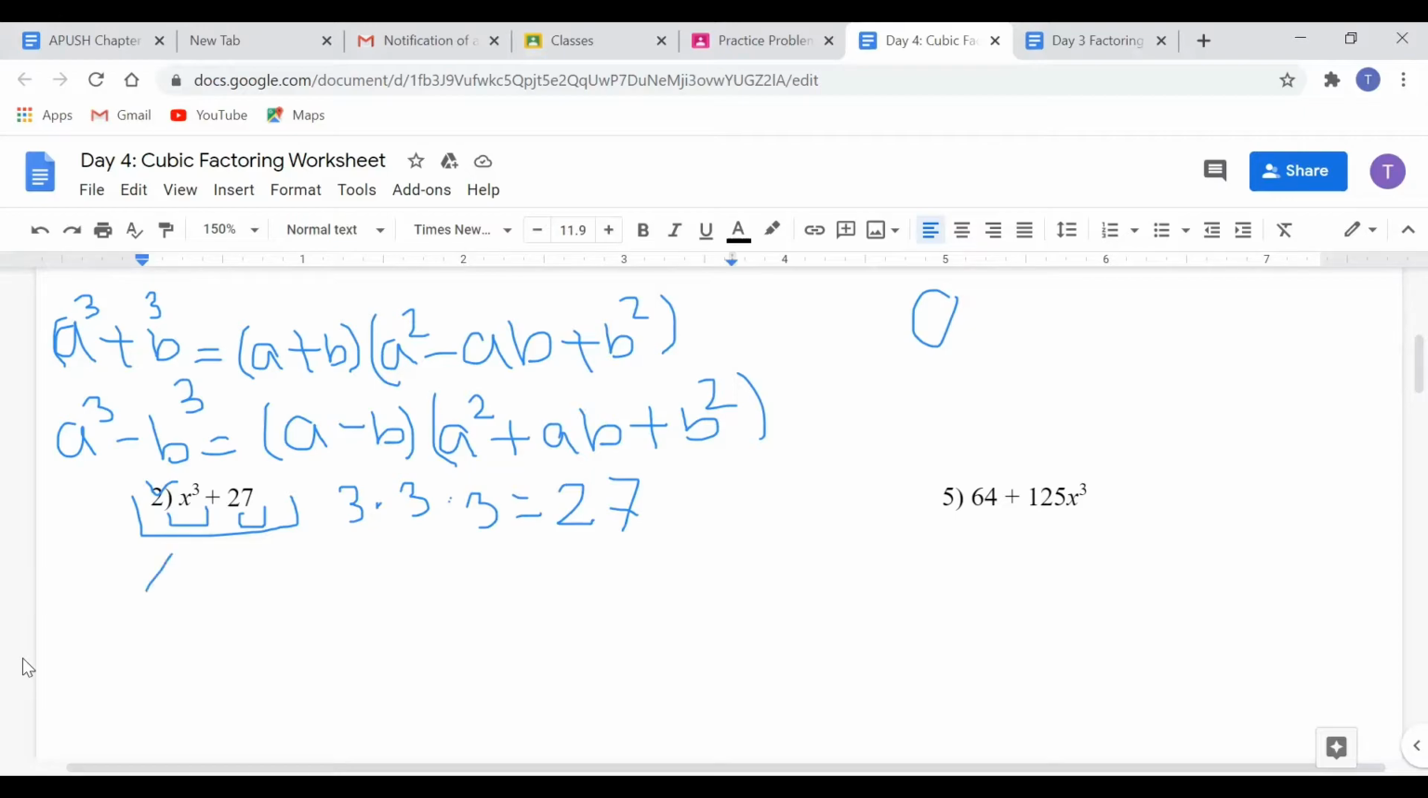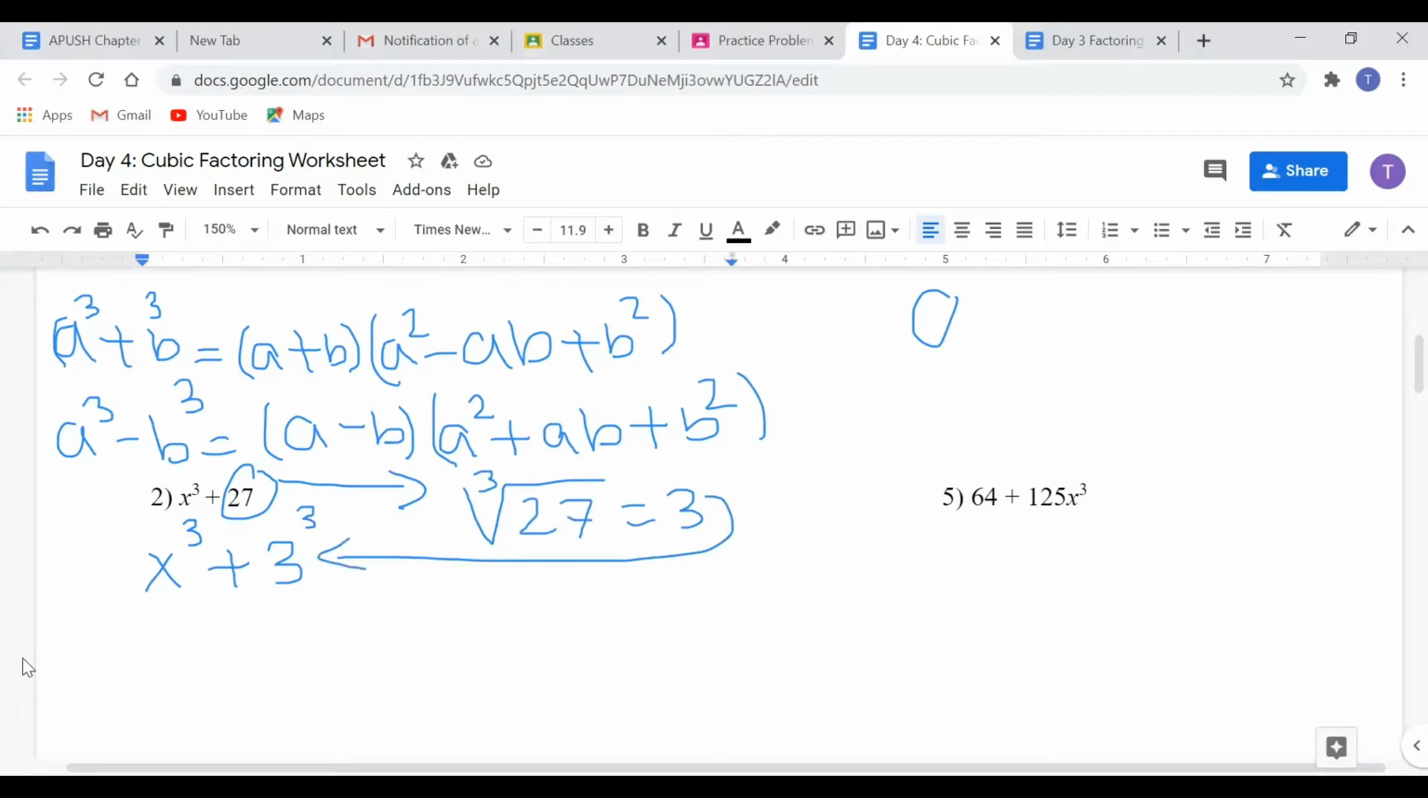Then you are supposed to write it in your cube root form. So if you want to write this expression like that, the first one was already done for you. They already told you the cube root. So x to the 3rd power plus 3 to the 3rd power, because you know that if you multiply 3 three times, it will give you 27. So what you did with this 27 is you cube rooted 27 and you got 3. And you're supposed to write that 3 here, right?